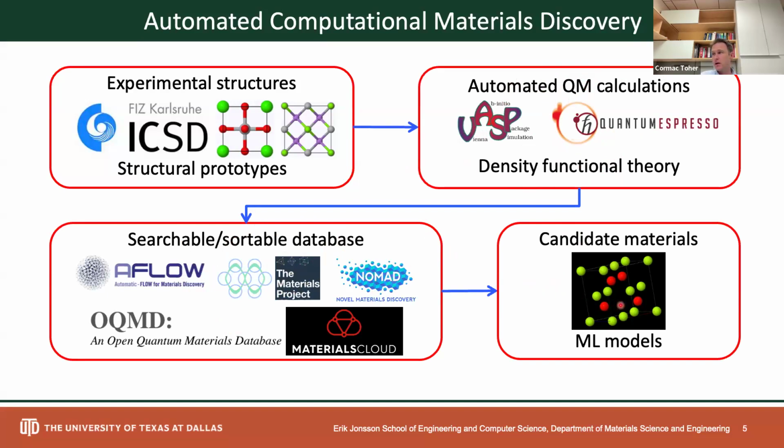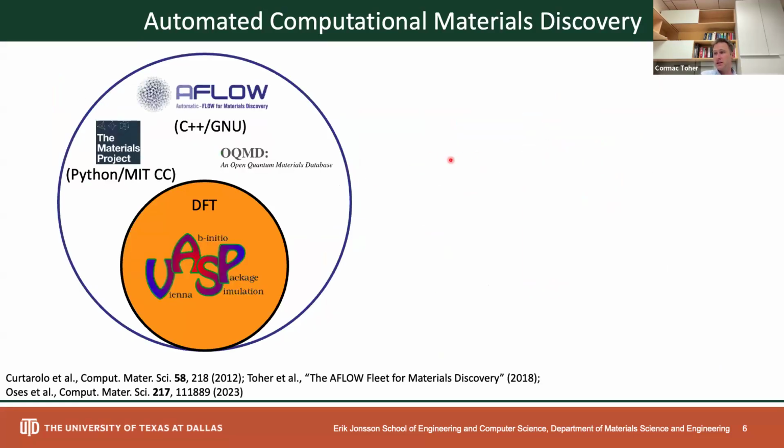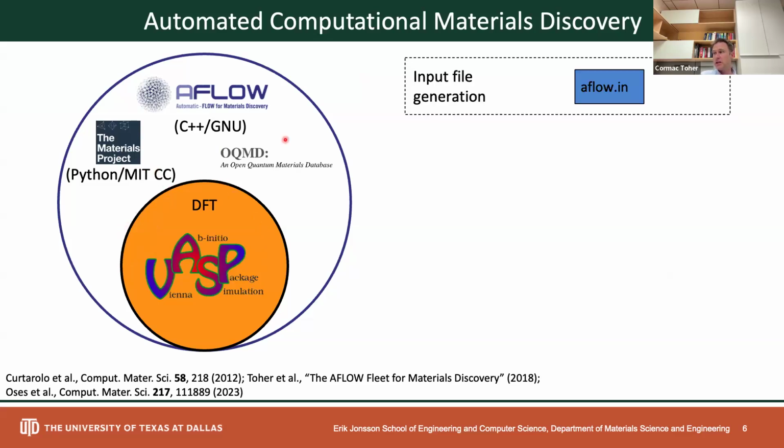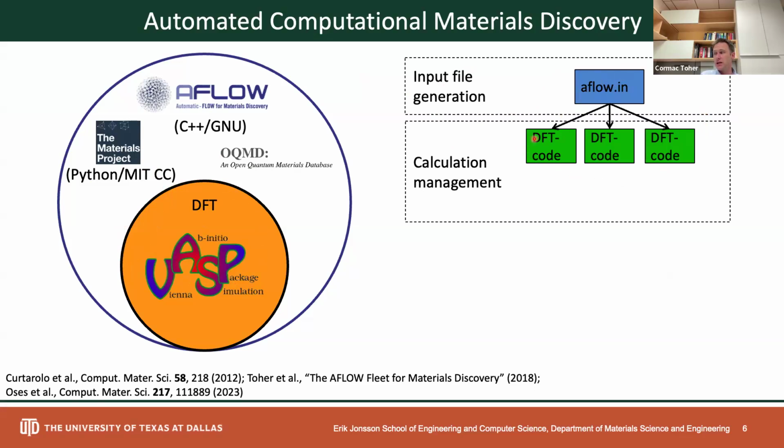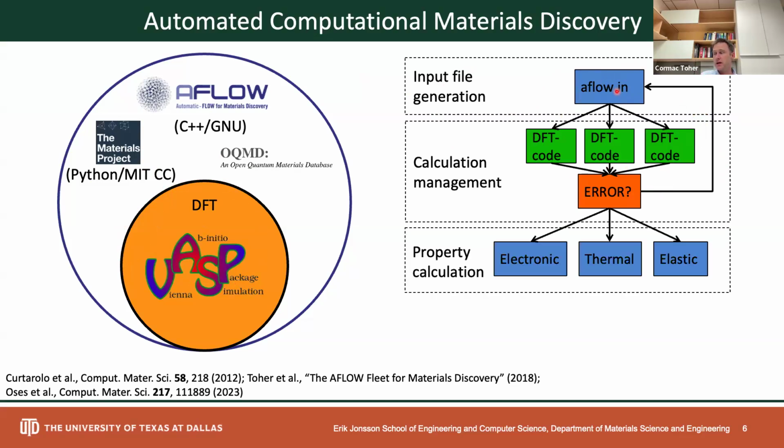You can search for candidate materials, or you can use the data to do things like train machine learning models. The way these codes are automated is that you have some kind of wrapper package, either a computer program or maybe a set of Python scripts that wrap around the DFT code. You just give it what kind of structure and what elements you want, and it automatically generates all the required input files. It runs the DFT calculations and monitors them. If it detects an error, it changes the input parameters and restarts the calculation, trying to get it to converge.